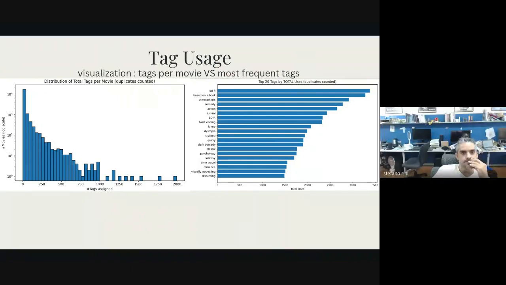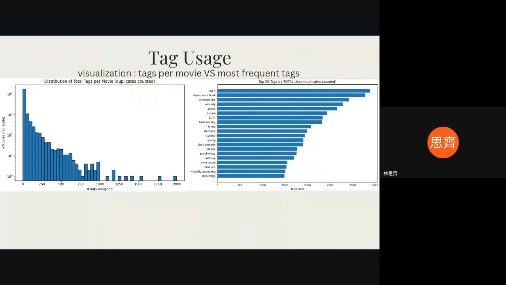And the second graph shows the frequently used tags, such as sci-fi or based on the book. These tags are used more frequently, I think, just because they're more popular types of movies or something. Okay, next one.